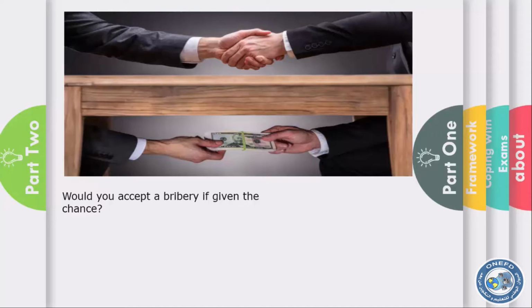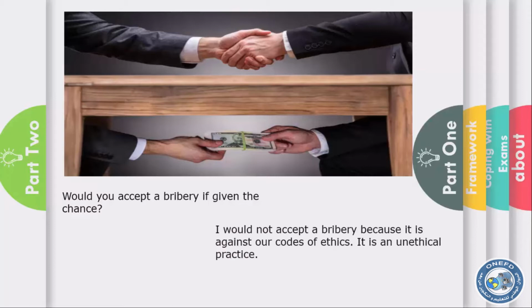So what would you do if someone, for example, gave you a bribe so that you accept doing something bad for him in order, for example, to enter the university without even doing the baccalaureate exam? What would you do? Would you accept it? Would you omit those codes of ethics you have learned and accept this bribery? What would you do? Well, I would not accept a bribery, never.